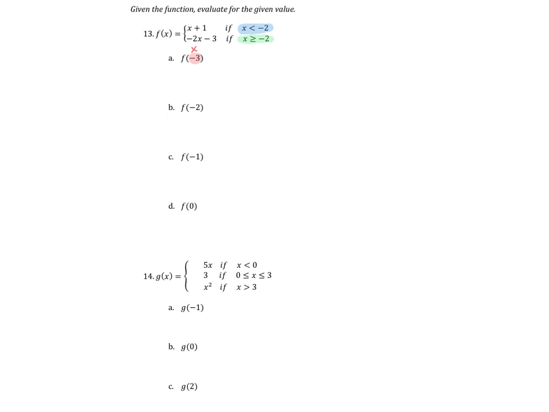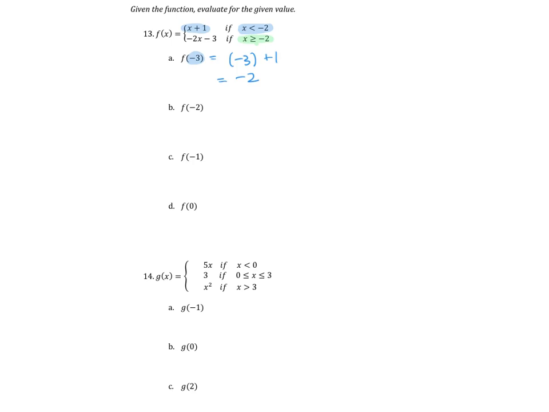So your goal here is to figure out, is -3 less than -2 or is -3 bigger than -2? So -3 is less than -2. So that means that you would need to use the top case. That means you plug it in to the top equation. So you'll have -3 plus 1, and -3 plus 1 is -2. So your answer is -2.